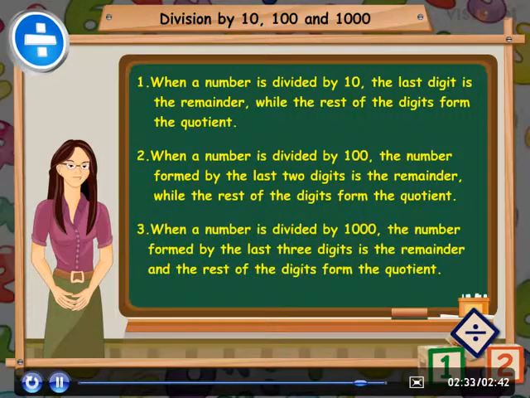When a number is divided by 1000, the number formed by the last three digits is the remainder, and the rest of the digits form the quotient.